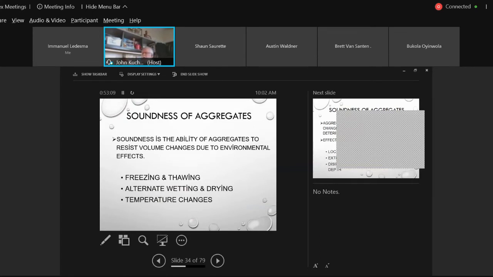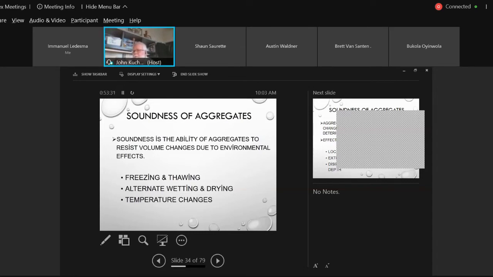Soundness. This is going to simulate freeze-thaw. Alternate wetting and drying and temperature changes. It's called the soundness test. And this is where you actually soak aggregate in a magnesium sulfate solution over 5 days. You soak it, you dry it, you soak it, you dry it, you soak it, you dry it, you soak it, you dry it. Then you're going to sieve it.